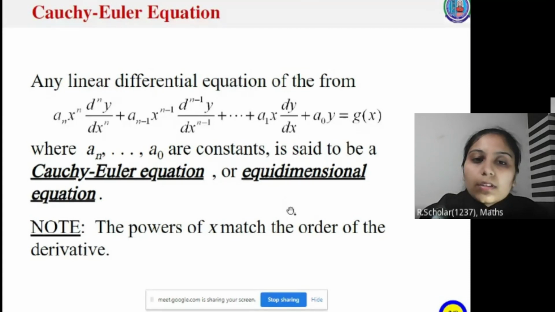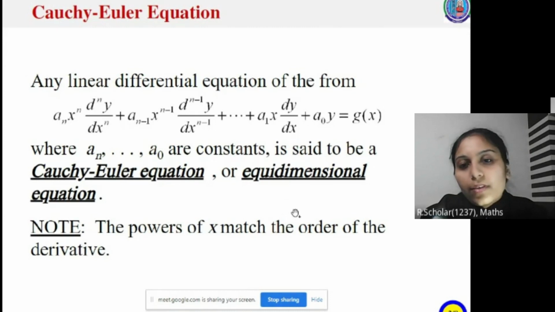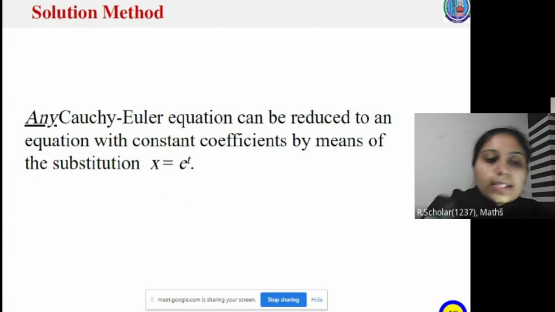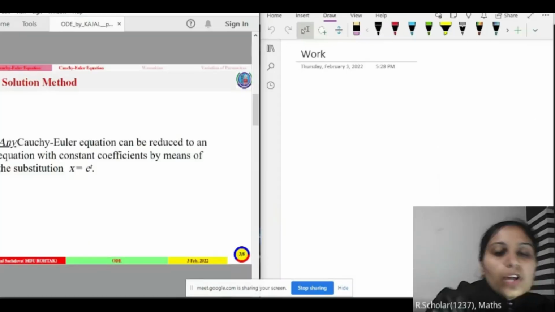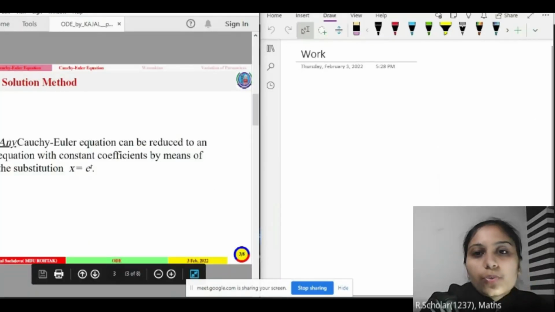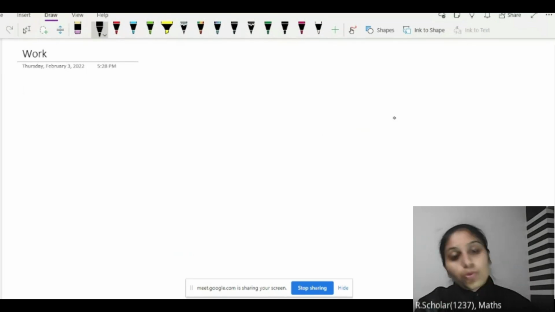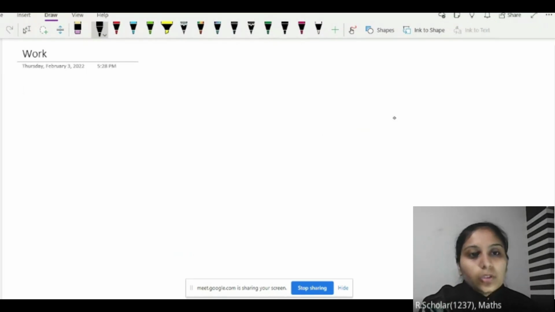So for this we have a method to find solution. We have even a short trick to find solution. Just put x is equal to e raised to power t. We will do a substitution, x is equal to e raised to power t. By this substitution, our Cauchy-Euler equation will be converted to the equation with constant coefficient, and whose solution we know earlier. So let's take an example.